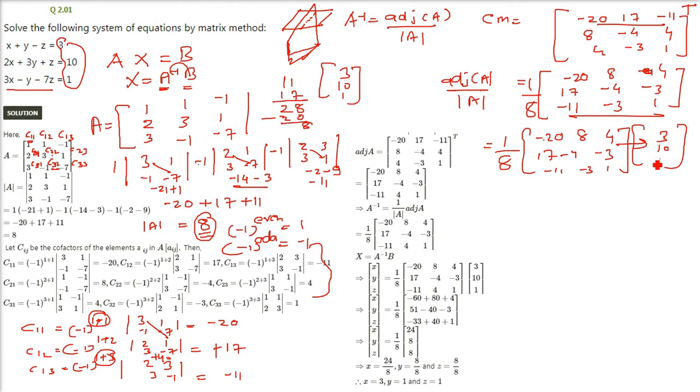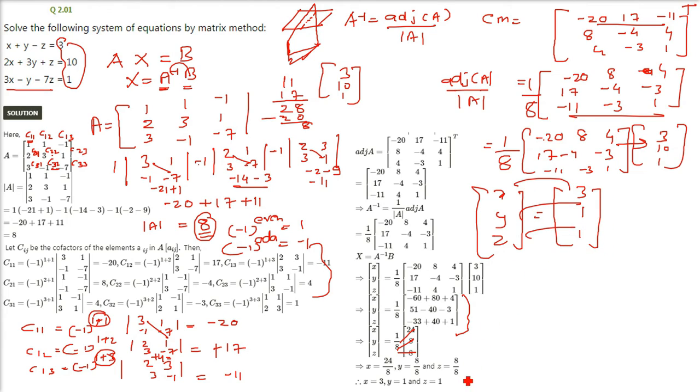Like the first value I'll tell you, minus 20 into 3 plus 8 into 10 plus 4 into 1. So x, y, z will be, whatever value will come, let me tell you the value will come as 24, 8, 8. Once you compute it, you have to divide it by 8 also because there is already an 8 outside. So 24 divided by 8 is 3, then 8 divided by 8 is 1, 8 divided by 8 is 1. So x becomes 3, y becomes 1 and z becomes 1. Okay. So this is for a 3 by 3 system of equations by the matrix method. This is how you have to solve.